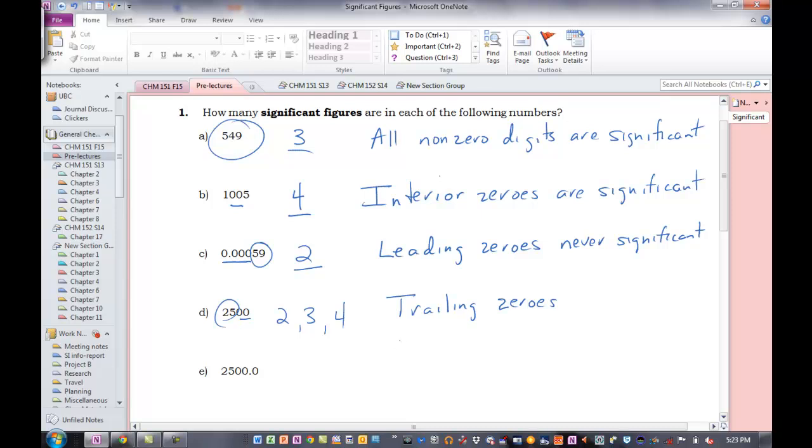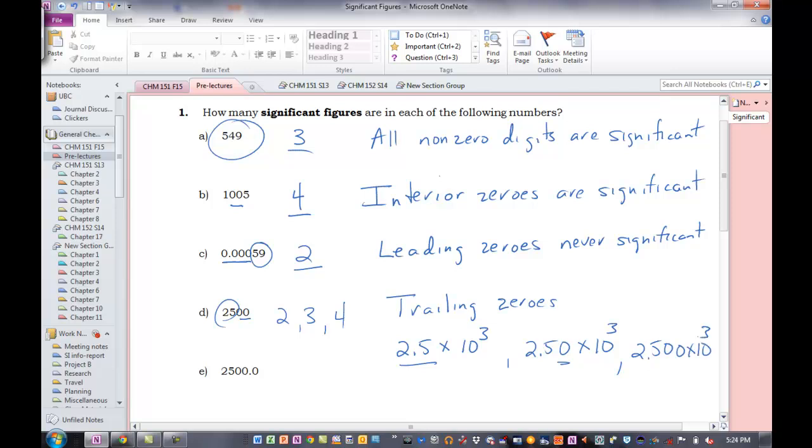So for that 2,500, if I want two significant figures, I'm going to write 2.5 times 10 to the third. 2.5, that's two significant figures. If I want 3, I'm going to write 2.50 times 10 to the third. Now there's a decimal point there. So for trailing zeros, if there's a decimal point, the zeros are significant. So this zero here would be significant. And if I wanted 4 sig figs for 2,500, I'd write 2.500 times 10 to the third.